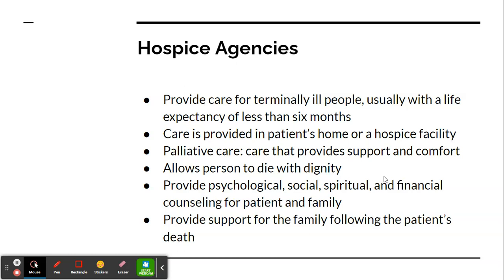Hospice agencies help care for terminally ill patients or people that have a life expectancy of less than 6 months. So death, for whatever reason, is relatively imminent. Here, our care tends to be provided in the patient's home or potentially at a hospice facility. It really just depends on the location. Some places don't have hospice facilities nearby, or all of their beds are taken up. But ideally in the patient's home, if that's okay with the patient and the family.